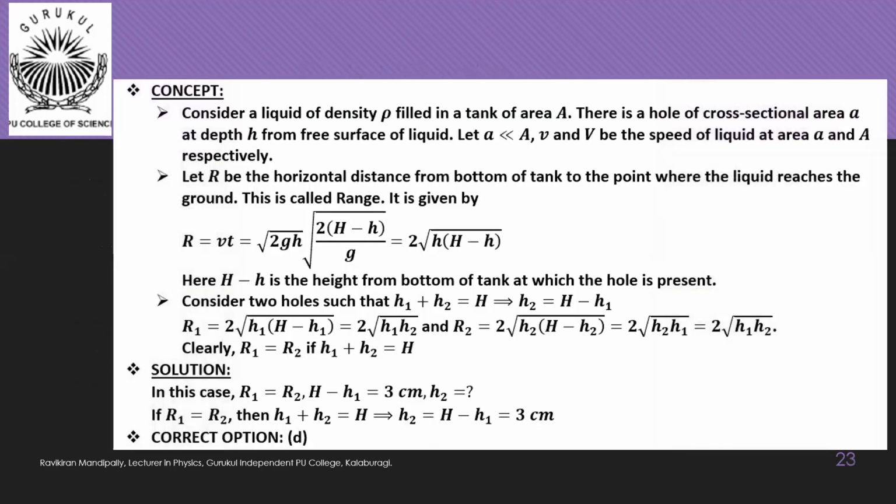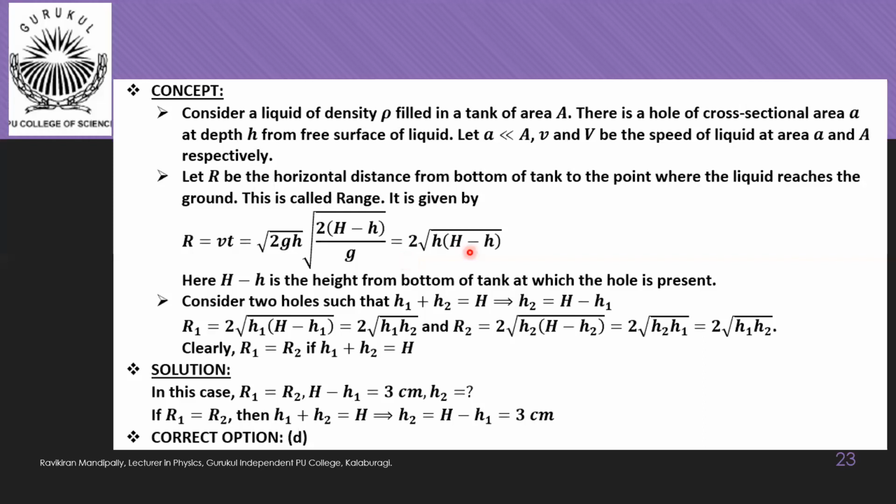So here, again I am considering the liquid of density rho filled in a tank of area A, and there is a hole whose area is very small. In that case, just now we have derived the expression for range of the water that is coming out as capital R is equal to 2 into root of small h into capital H minus h.